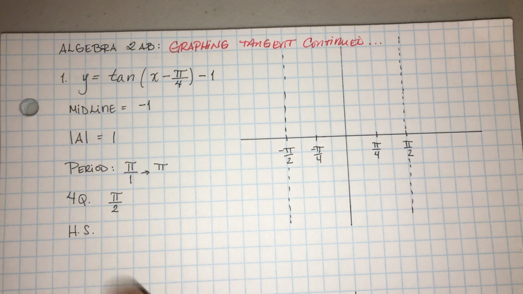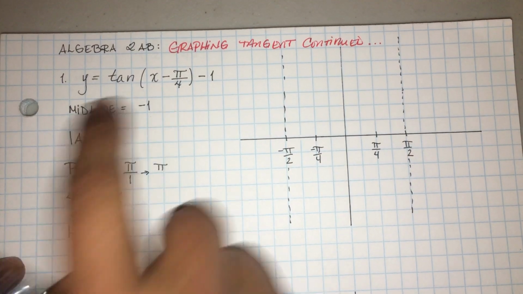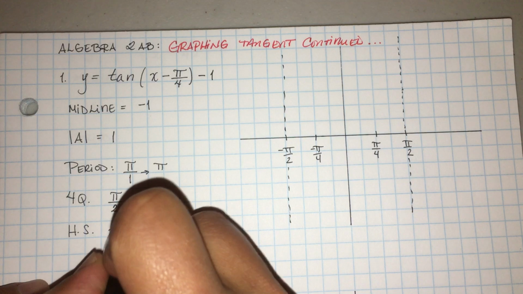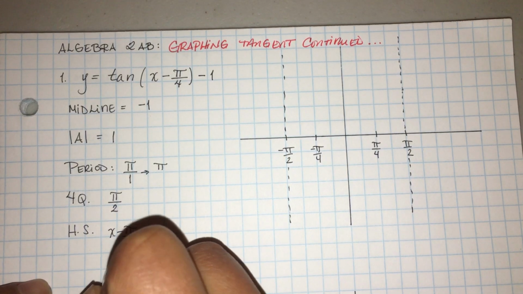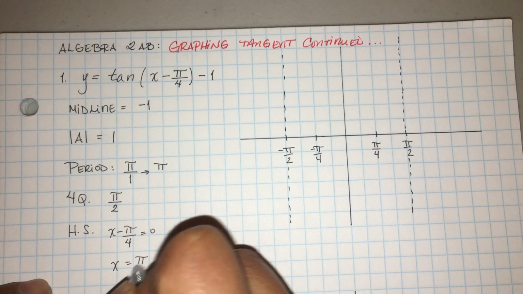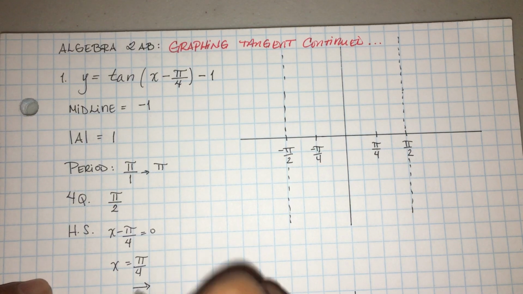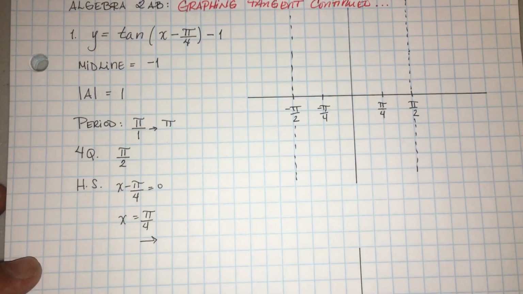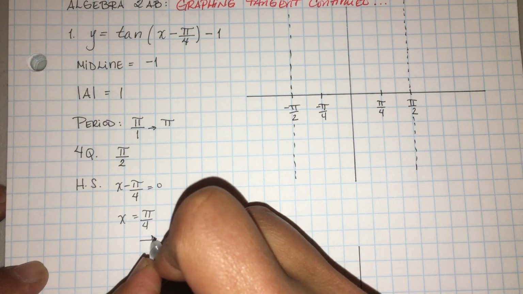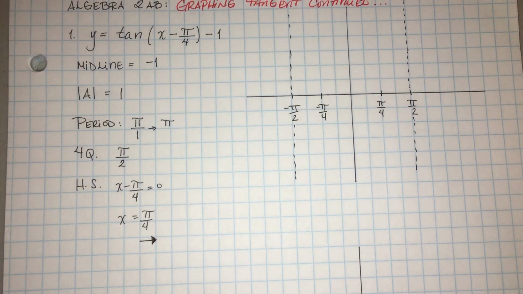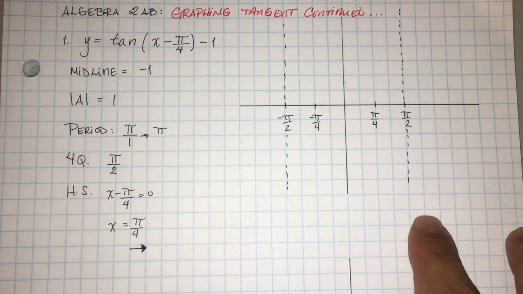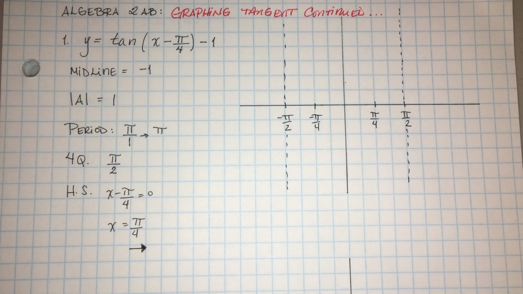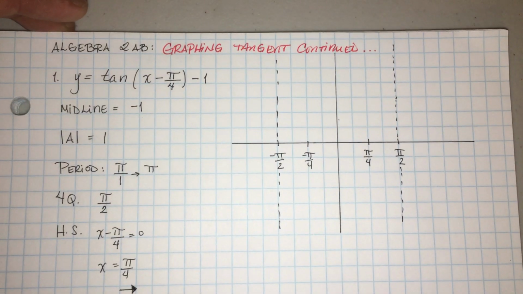Now my horizontal shift. My horizontal shift is just take whatever's inside, x minus pi over 4, set that equal to 0, and solve it. X is going to equal positive pi over 4. So I'm going to be moving it pi over 4 units to the right. That means I'm going to move all of this to the right. But first I'm going to go ahead and graph it. So let's go ahead and graph it.